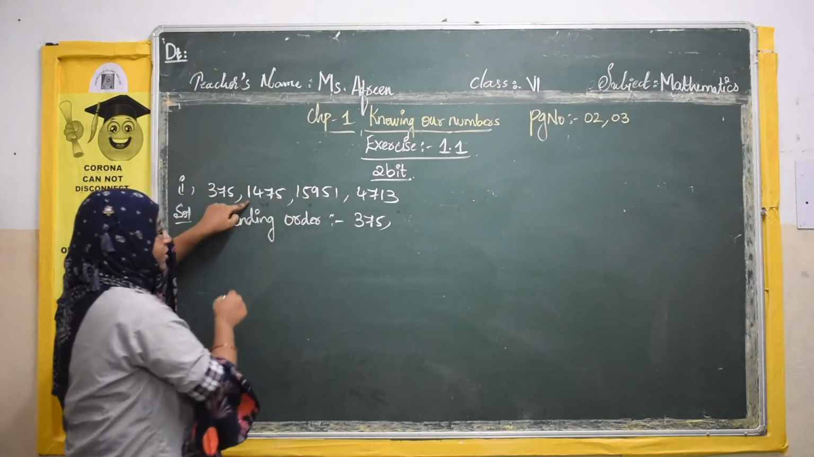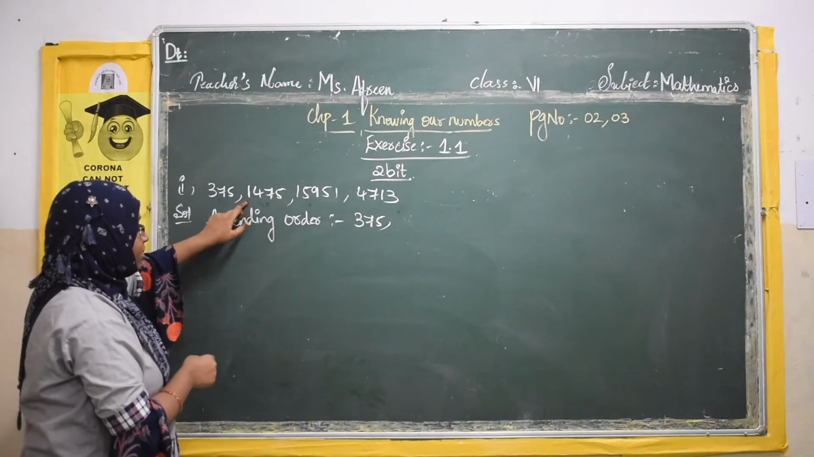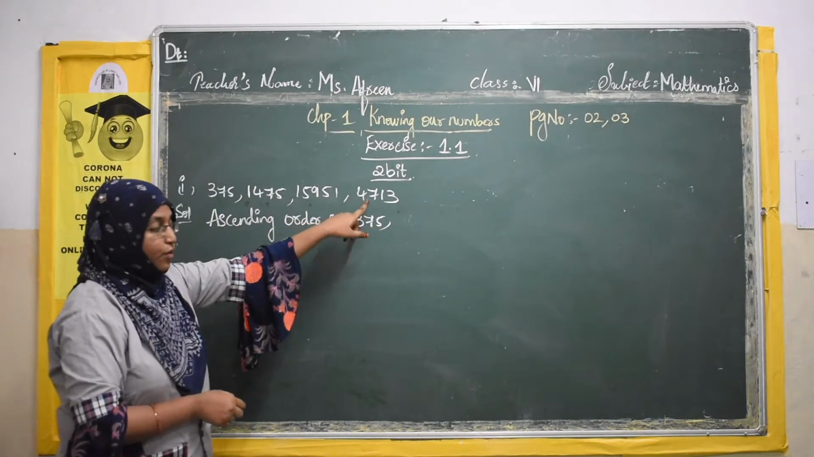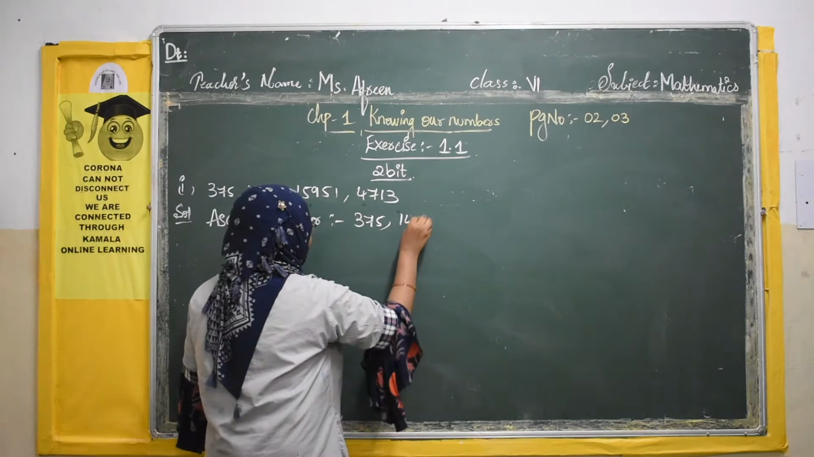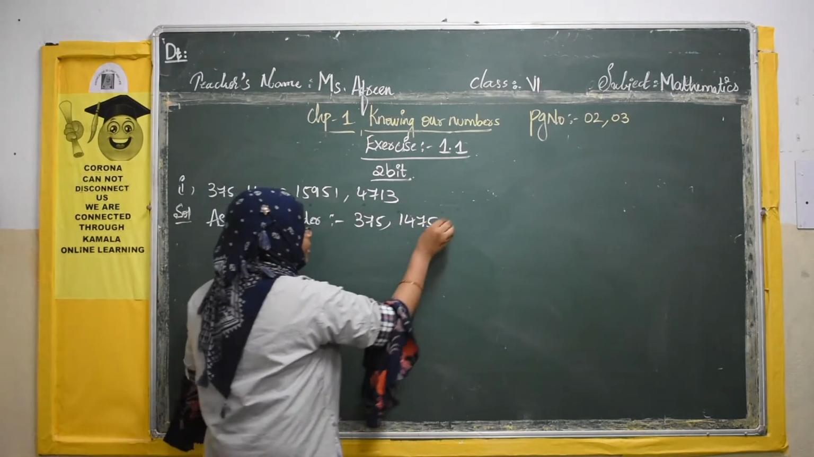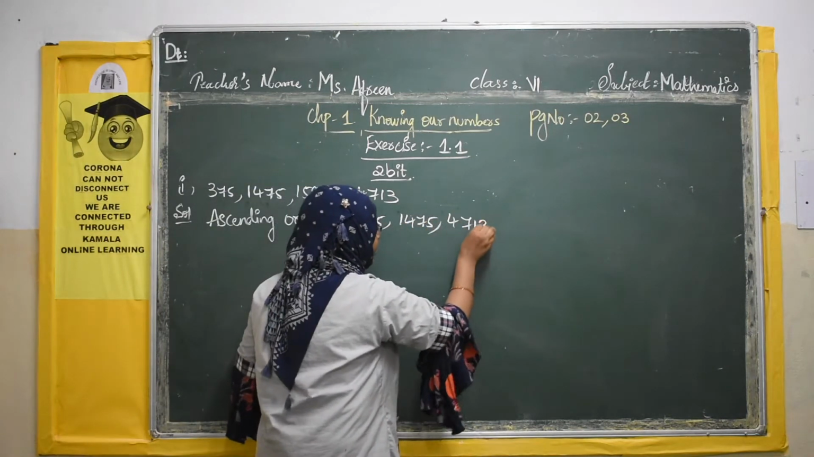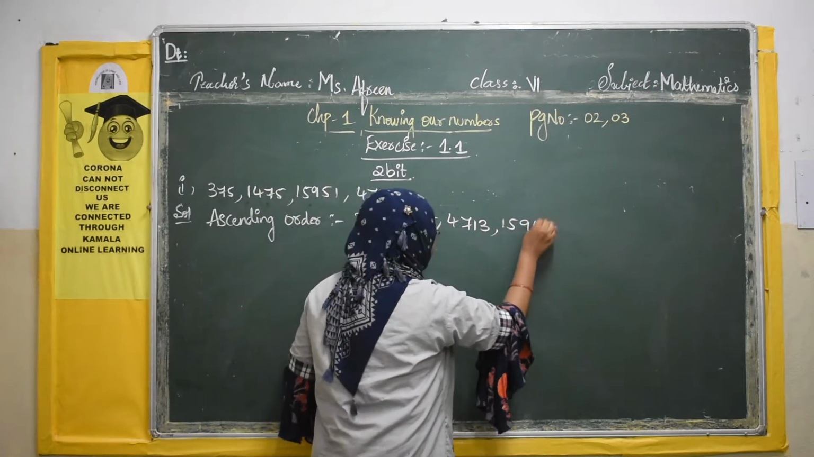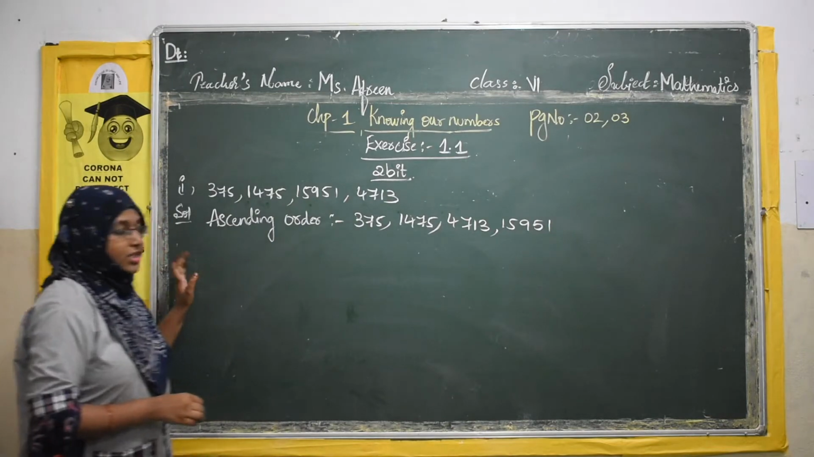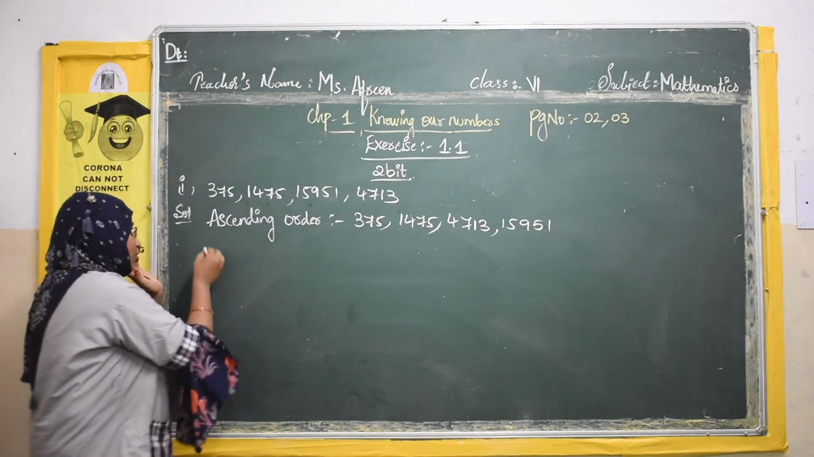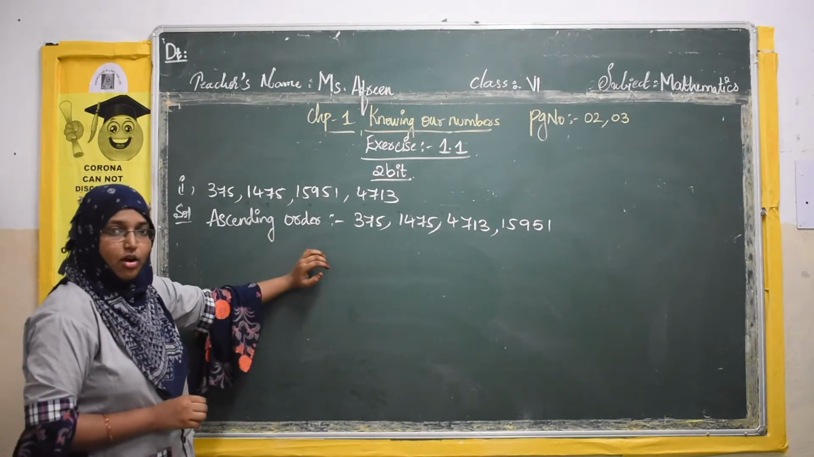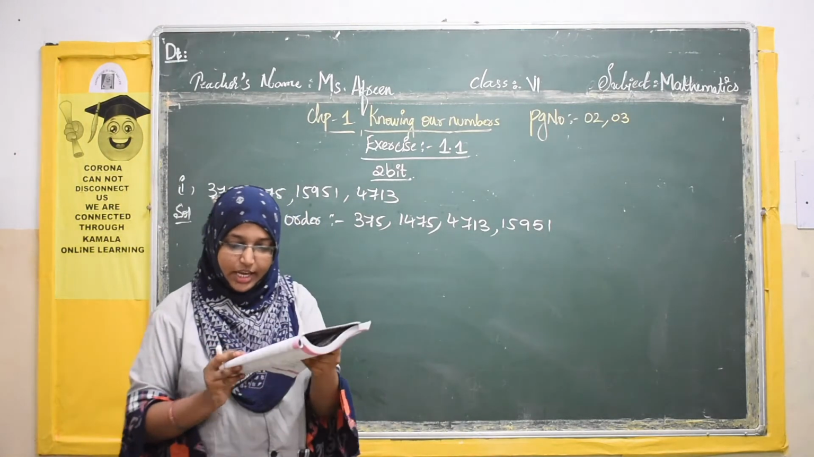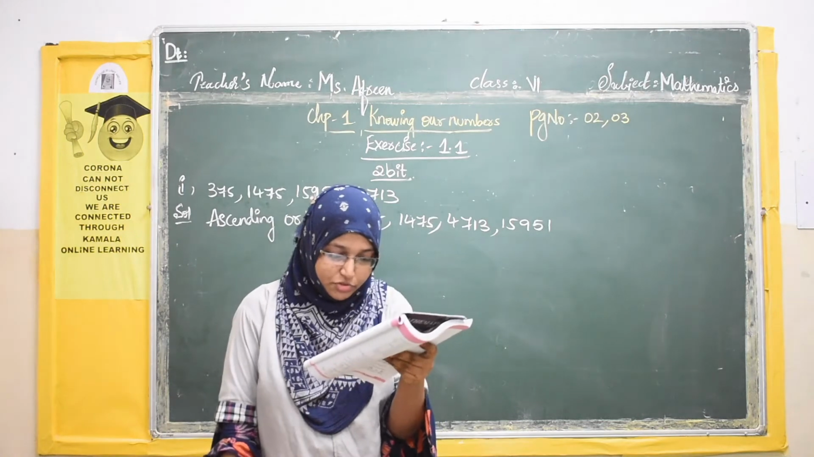So we will first compare the initial digit, that is 1. Here it is 4. So 1 is less than 4. So we will write 1475, next 4712, and lastly 15951. This is the ascending order. You can also say it is an increasing order, that is small to big. Next, the second one you try it.